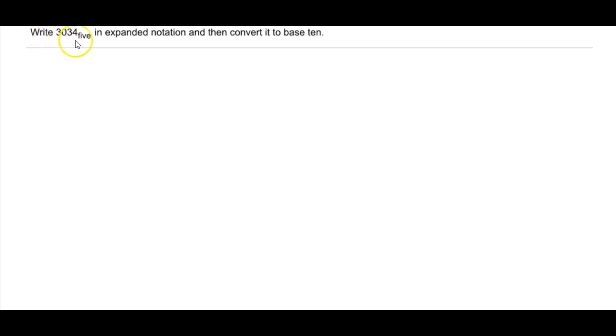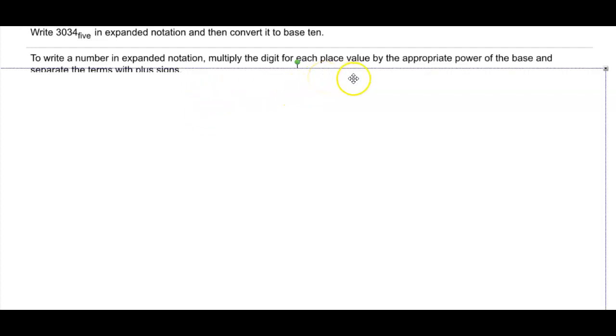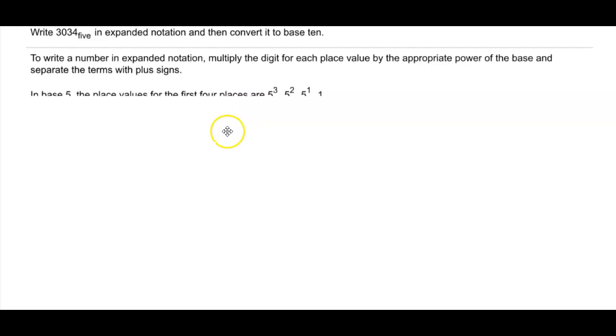Write 3034 base 5 in expanded notation and then convert it to base 10. Now, to write a number in expanded notation, we need to multiply the digit for each place value by the appropriate power of the base and separate the terms with plus signs.